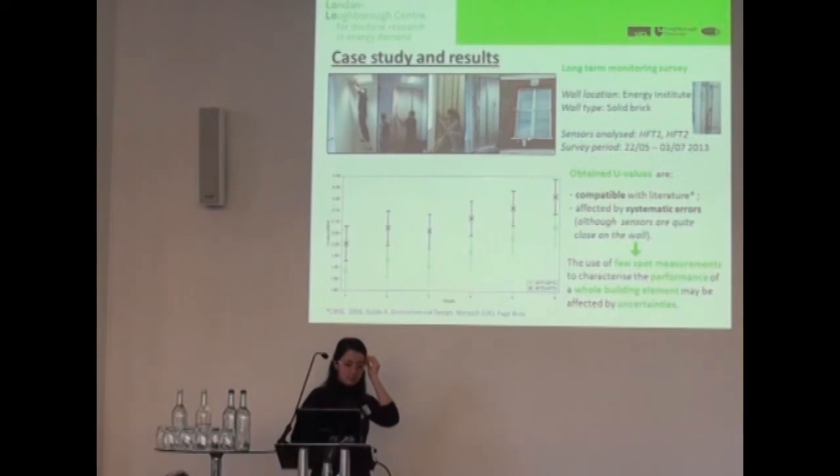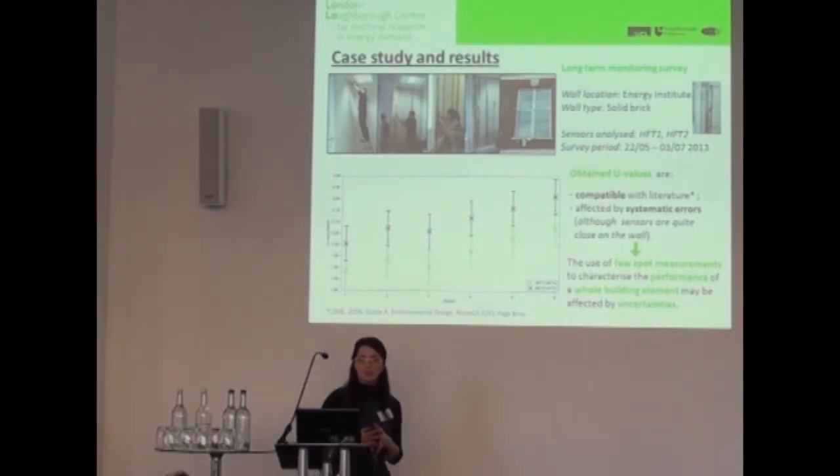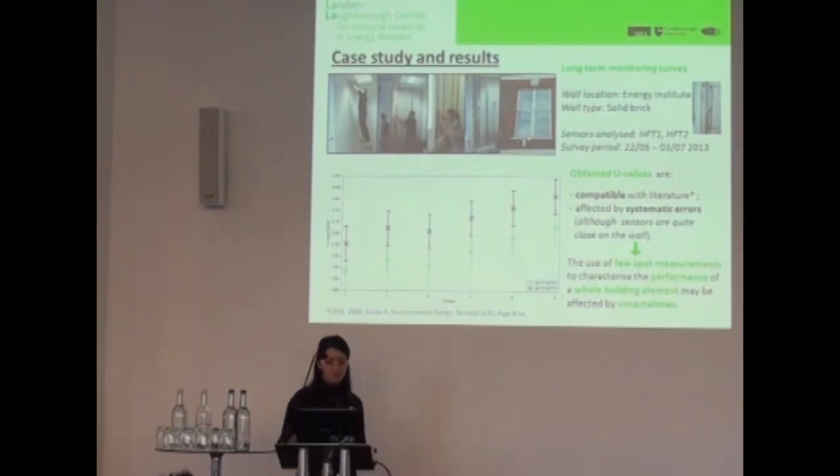But as you can see from the graph, there are some systematic errors affecting the U-values I obtained. This could be due, for example, to calibration factors, but also to inhomogeneities in the wall. Therefore, from this graph, what we can see is that using just one spot measurement to characterize the whole performance of a building element can be affected by uncertainties and may be not very representative of the building element.